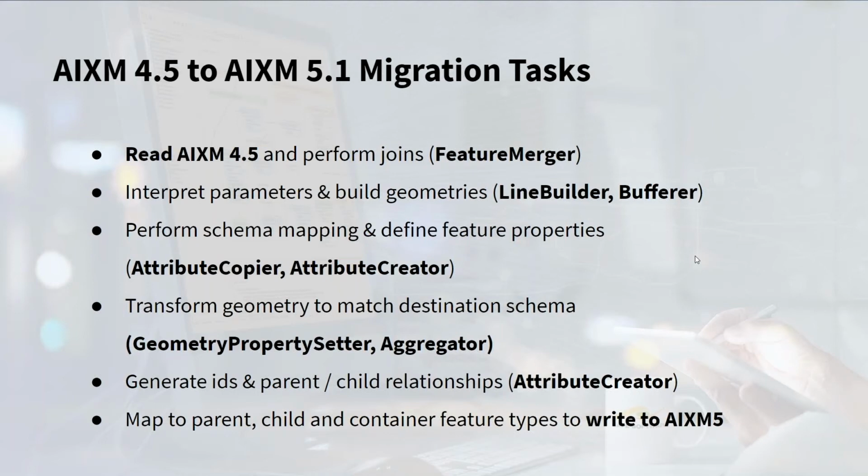So the basic workflow for converting from 4.5 to 5.1 is you read the AIXM 4.5, do whatever joins you need. Then you need to interpret those parameters to make the geometry using transformers like line builder or bufferer. All along here, I've kind of got the transformers you would use highlighted. The schema mapping and feature definition, typically that would be an attribute copier or creator. And then the geometry transformation, as we've already seen, lots of geometry property setters and aggregators. And then finally, defining some of the parent-child IDs for the GML before writing to AIXM 5.